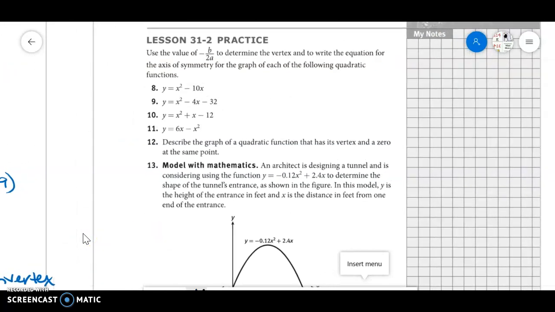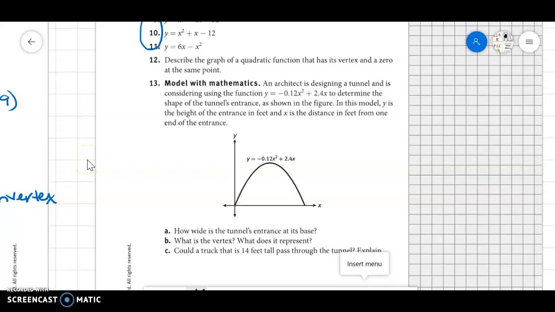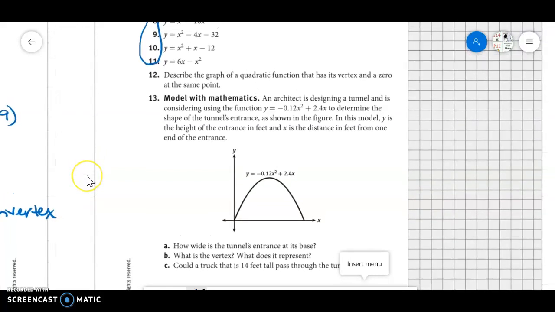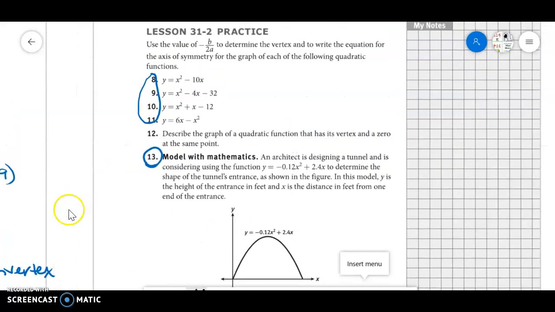I am going to put 1, 2, 3, 8 to 11 as well as number 13 on a Google form. And all you need to tell me on the Google form is write me the axis of symmetry for each of the following. So in your Google form, you're going to tell me x equals whatever. You don't type the x equals, it's not going to take it because remember it's going to be an equation.